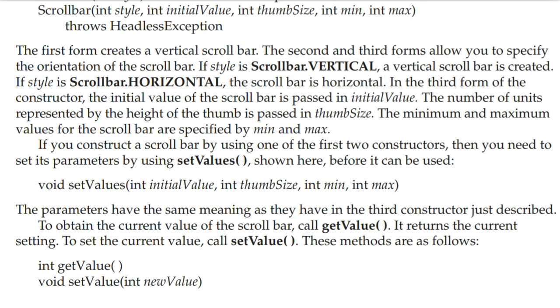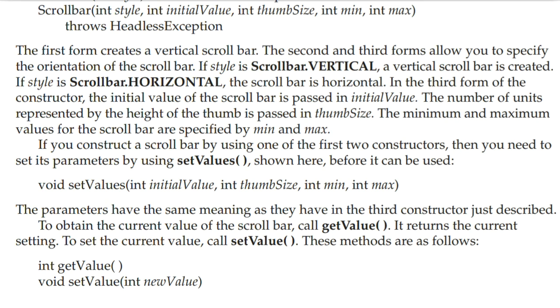If you construct a scroll bar by using one of the first two constructors, then you need to set its parameters by using the setValues method shown here before it can be used. void setValues(int initialValue, int thumbSize, int min, int max). The parameters have the same meaning as they have in the third constructor just described.